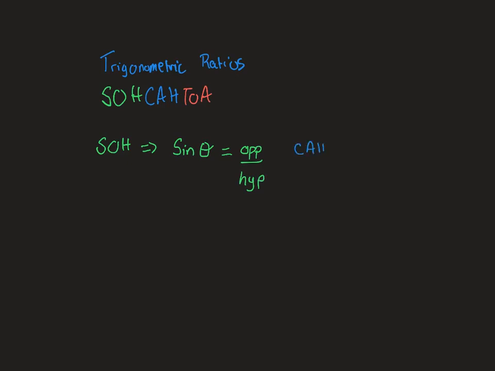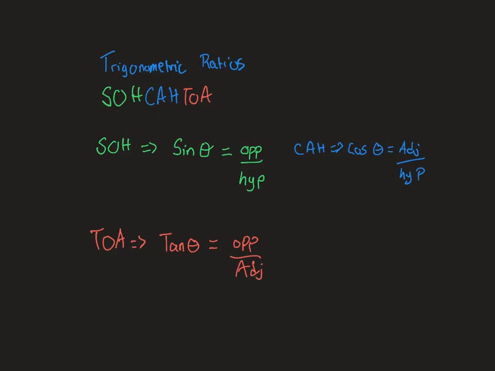CAH. Kamehameha. Yes, Dragon Ball. CAH, you're going to have cosine of theta. Well, the A is your adjacent, and your H is your hypotenuse. And then finally you've got TOA, which is tan of theta. It's always the tan of the angle is equal to opposite over adjacent.